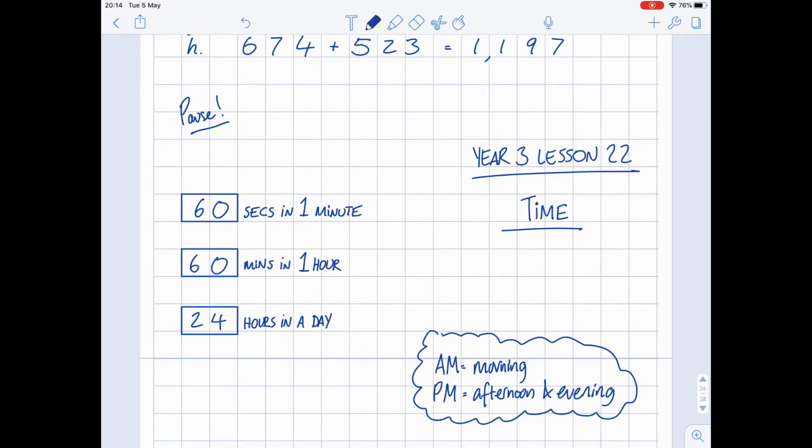And you can see in the little cloud I've written, if a time is AM, so if you have something like 6:22 AM, that would be in the morning, so chances are you'd be asleep. If it was 6:22 PM, that would be in the evening. So I've put there PM is the afternoon and the evening, so it's after 12. All right? So it's just things to bear in mind.